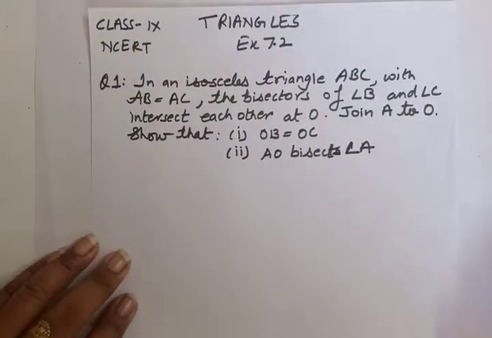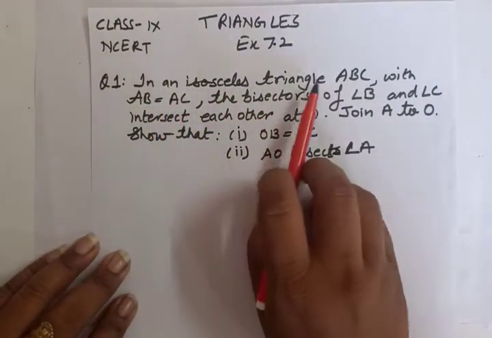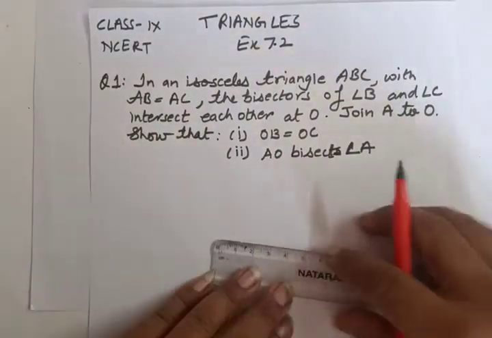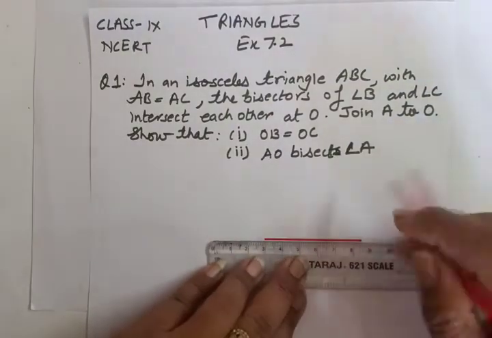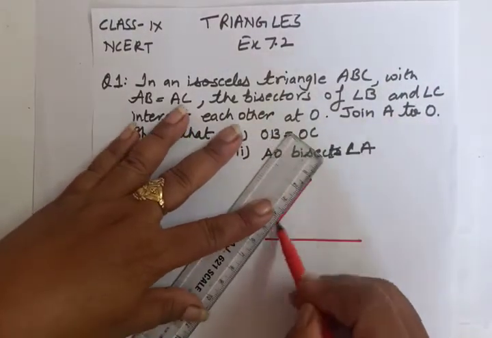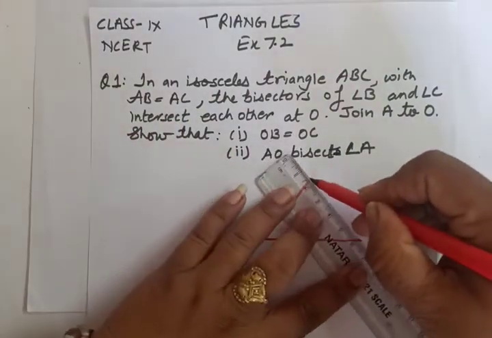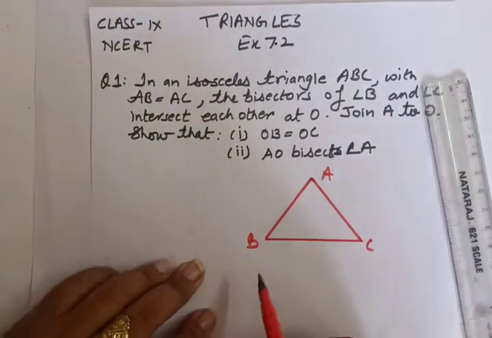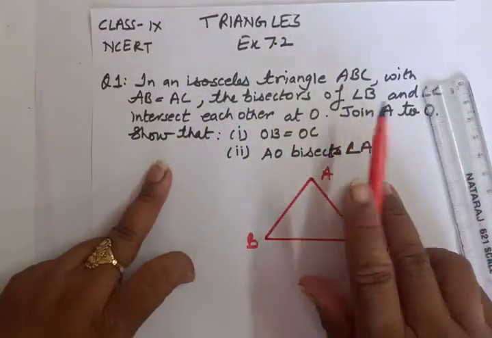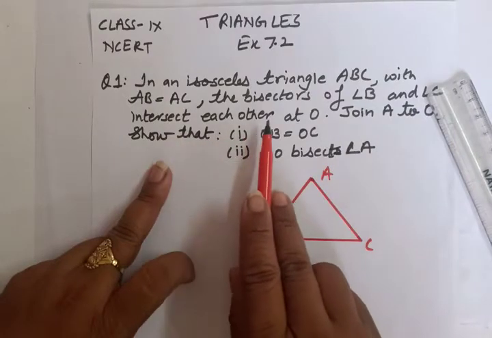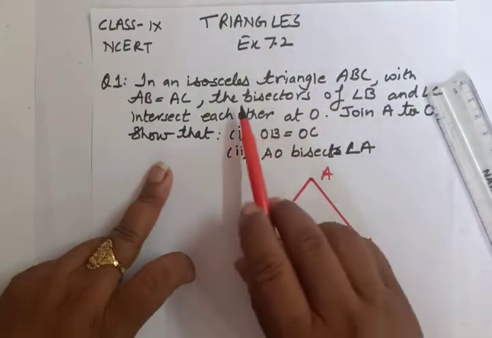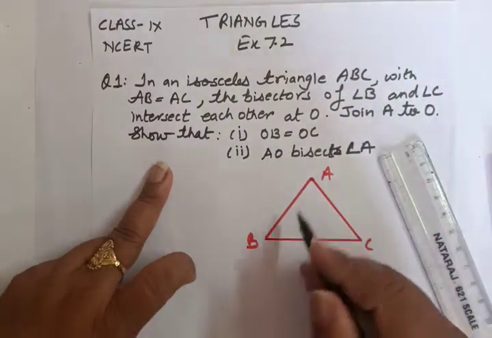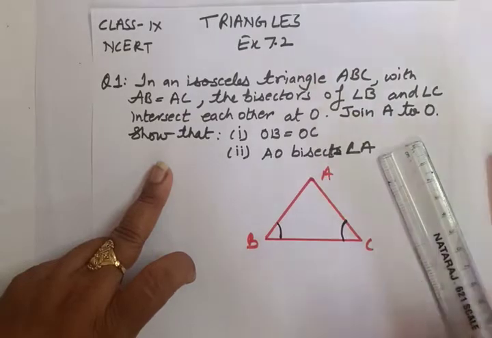So let's draw the figure. In an isosceles triangle ABC, yes, so first of all, what will we do? We will draw an isosceles triangle, that is ABC. So here it is, triangle ABC. Now the bisectors of angle B and angle C intersect each other at O. Means we have to draw the bisector of angle B and angle C. So this is angle B and this is angle C.